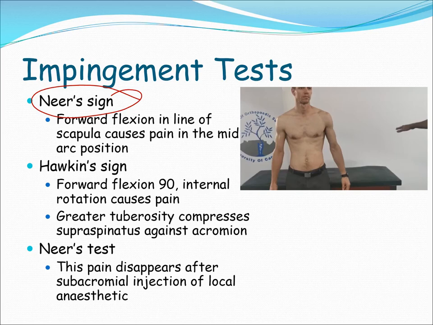120 degrees, followed by Hawkins sign, where the arm is brought up in a neutral position to forward flexion of about 90 degrees, and then internal rotation. And then finally, there's Neer's test, where a subacromial cortisone and local anesthetic injection is given, and the pain will disappear on repeating the test.